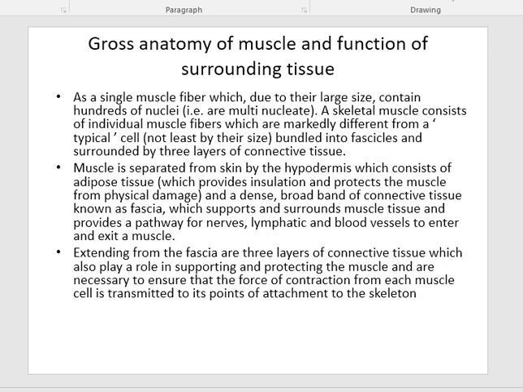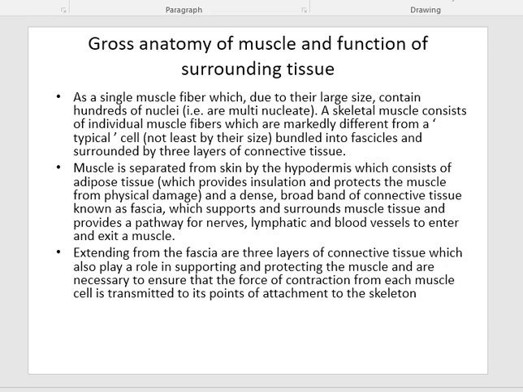layers of connective tissue. Muscle is separated from skin by the hypodermis, which consists of adipose tissue, which provides insulation and protects the muscle from physical damage, and a dense broad band of connective tissue known as fascia. بالإضافة للhypodermis, fascia, which supports and surrounds muscle tissue and provides a pathway for nerves. أيضا يدخل من خلالها nerves, lymphatics, blood vessels to enter and exit the muscle.